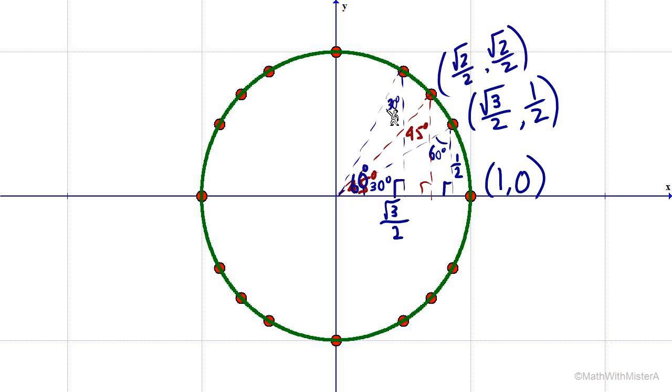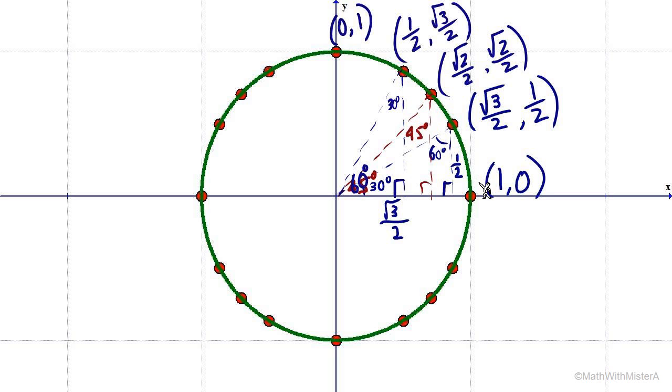Next measure at 60 degrees, it's again just the 30, 60, 90 triangle, but flipped over. So now my x-coordinate is the short side, the 1/2, and the y-coordinate is the long side, the radical 3 over 2. And back to this point now, our x-coordinate is 0, y-coordinate is 1.